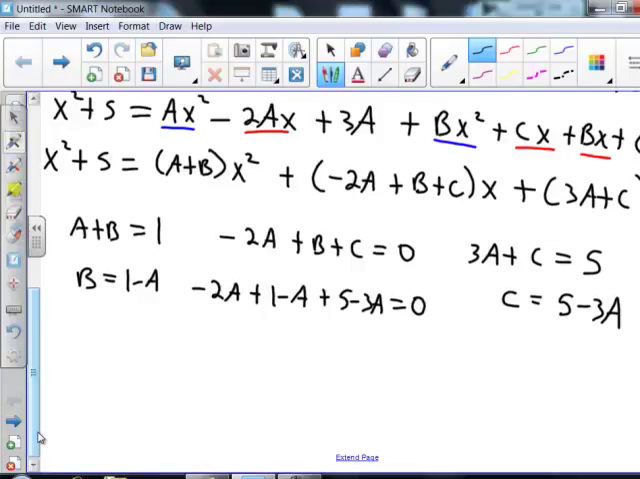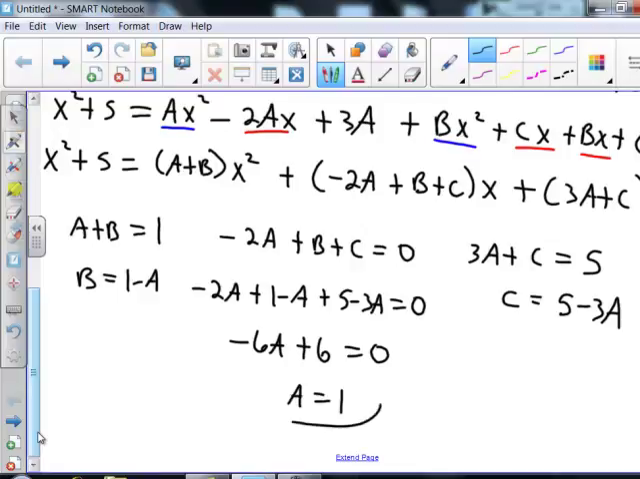Alright, so I have negative 2a, negative 3a, negative 2a, negative 1a is negative 3a. Negative 3a more gives me negative 6a. So negative 6a plus 6 is equal to 0. And that tells you that a is equal to 1. Doesn't take you long to get to that.